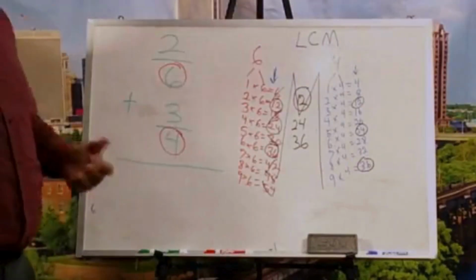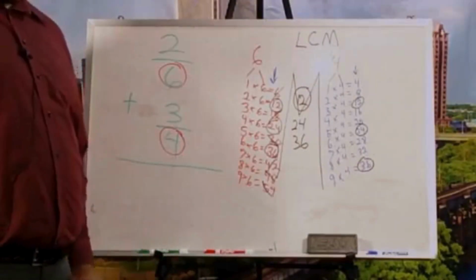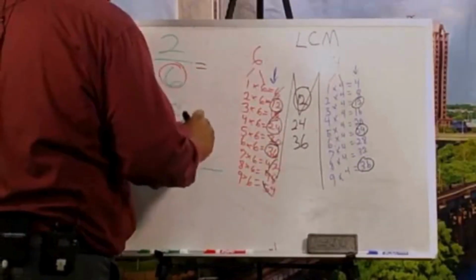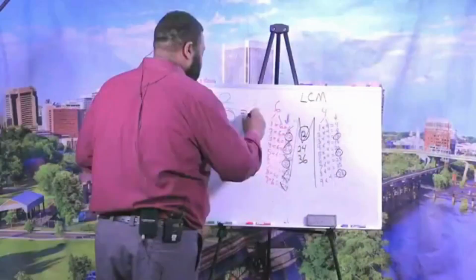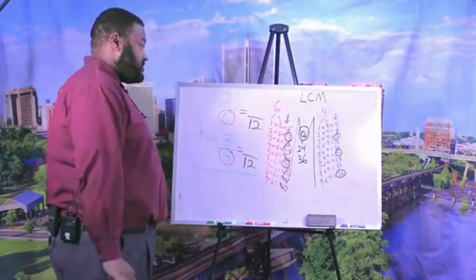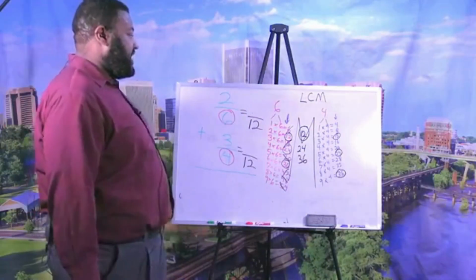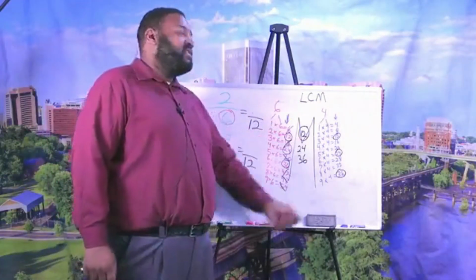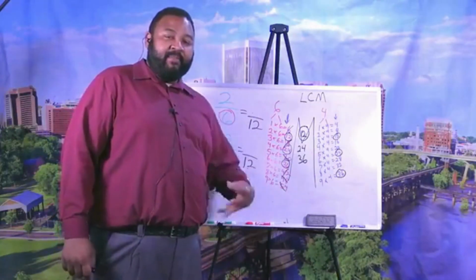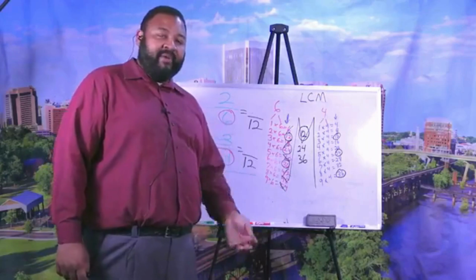Questions or concerns? I'm dragging my feet tonight. And it's going to be a 12 here and a 12 here. Okay? Because my least common multiple is also my least common denominator. My least common multiple is my least common denominator.